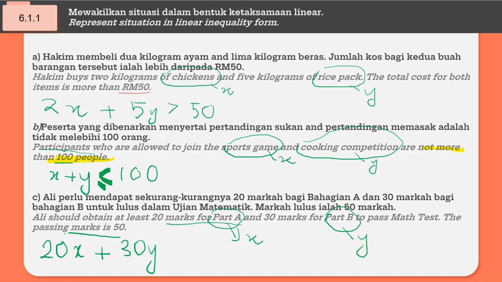The passing marks is 50. Alright, at least, so it means Ali should get 50 and above. So the symbol will be 50 and above, greater or equals to 50. Okay.